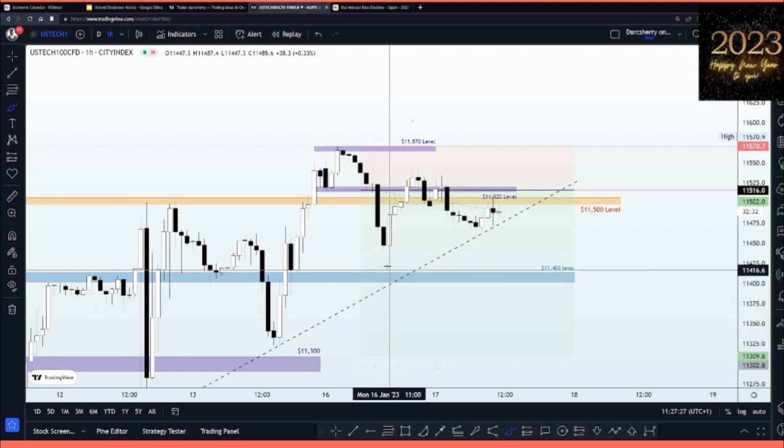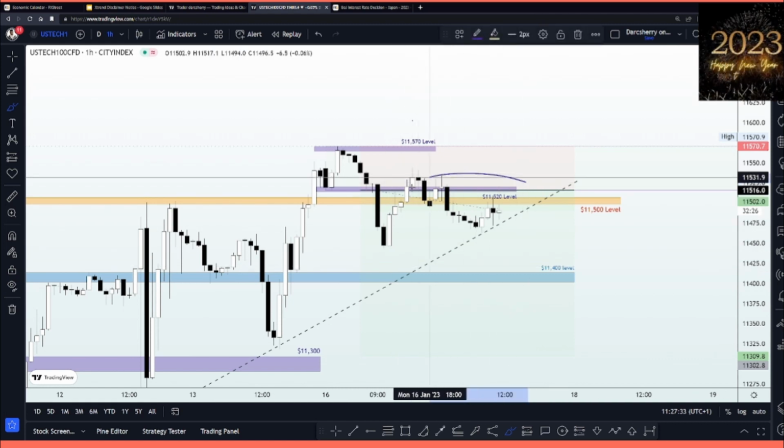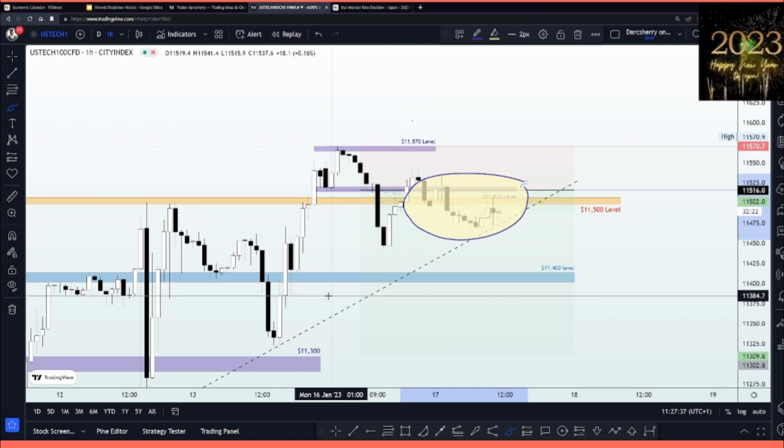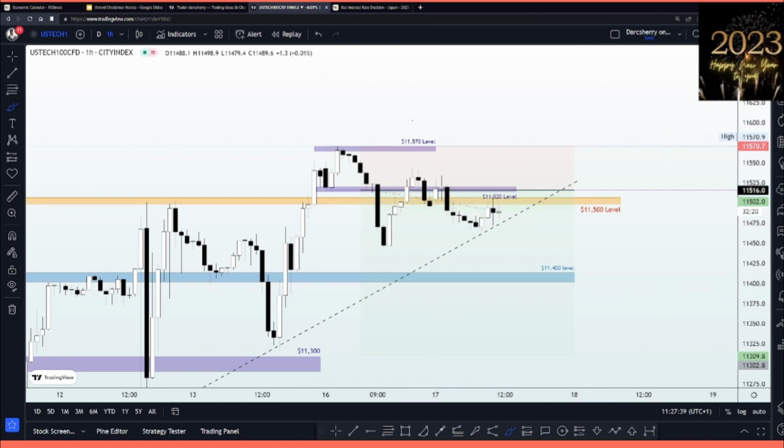So before I go into the details of what our expectations are for today, first of all, move your stop loss if you're already in the trade to break even here, and let's scale up to the daily time frame and let's see what is really happening and how important we said the $11,500 level is at the beginning of this week.